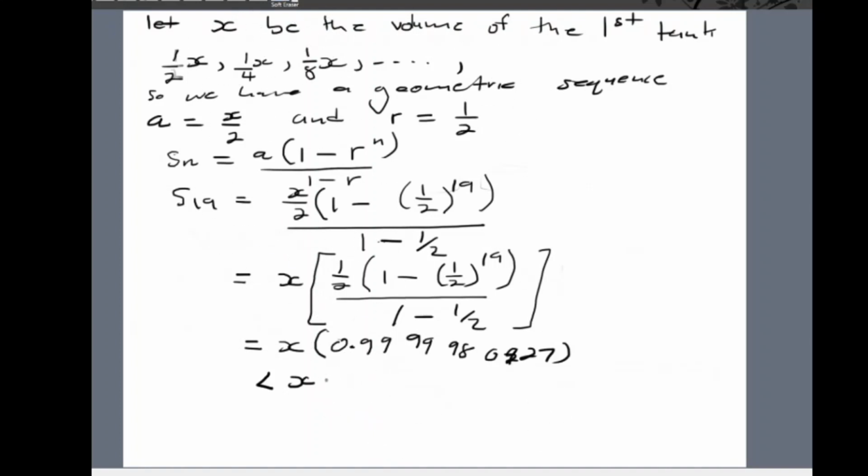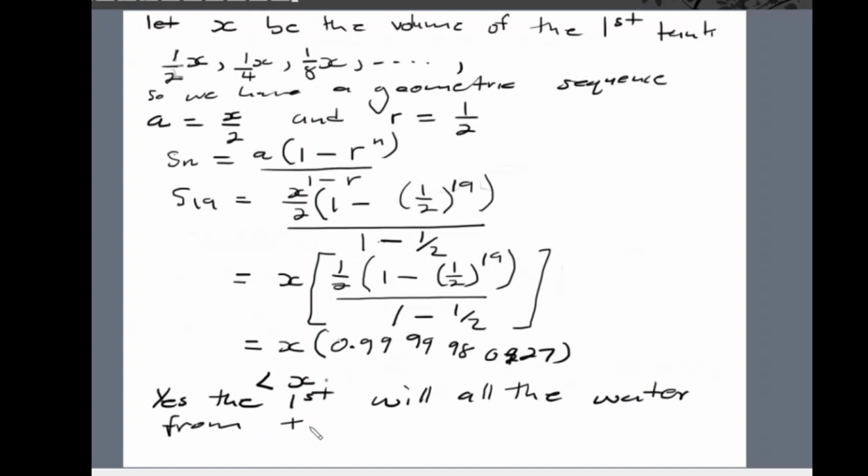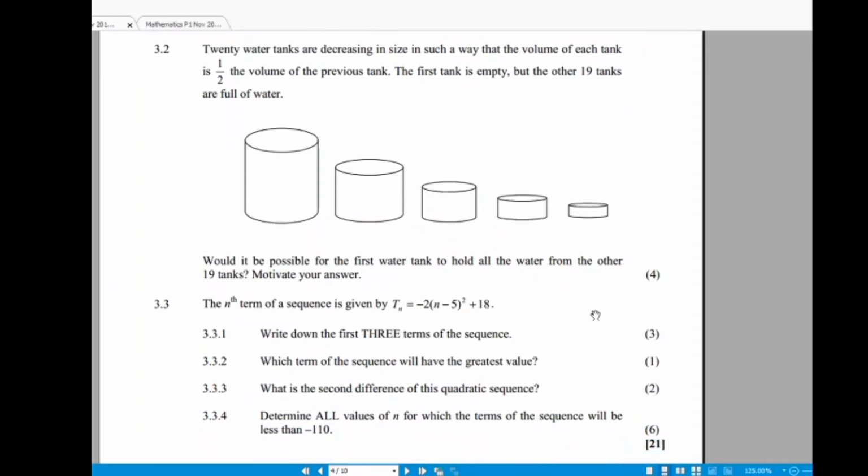Okay? So therefore, because when we take the sum of the volumes of the 19 tanks, their sum is less than x, it means that the first tank will be able to hold the amount of water that is in the other 19 tanks, because the sum of their volumes is less than x, right? So now we can justify our answer and say yes, the first tank will hold all the water from the 19 tanks. So that is 3.2.